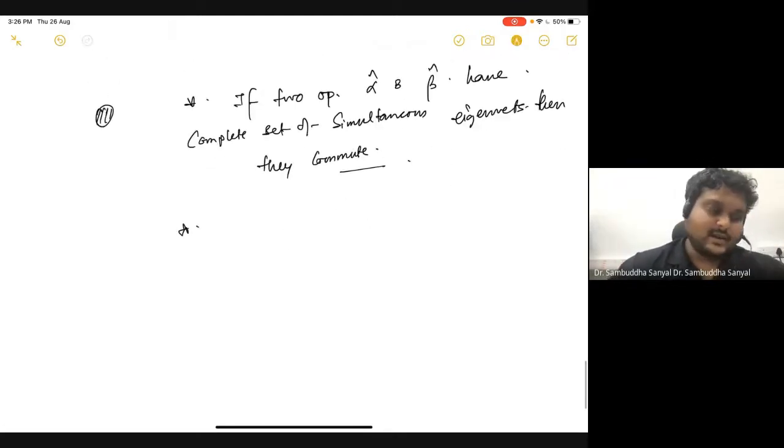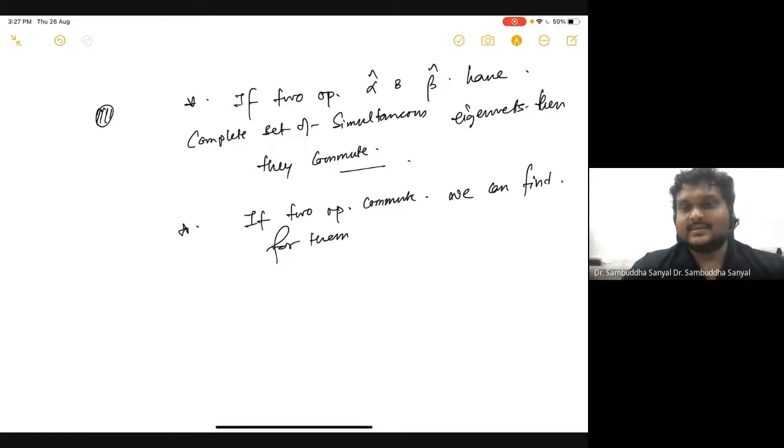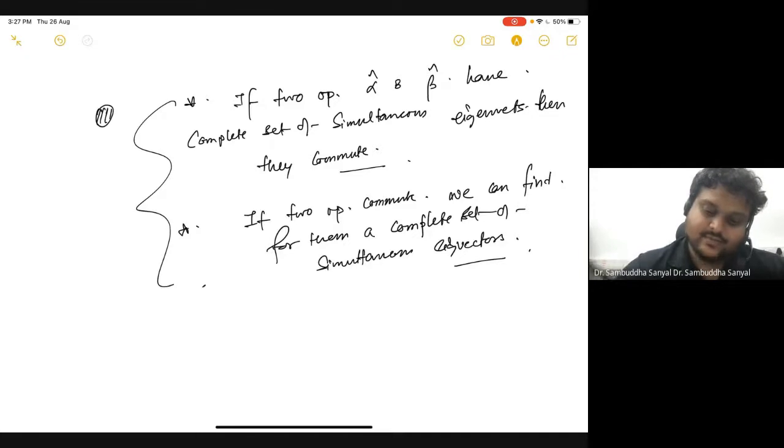Now, the final theorem is the opposite of that, which means if two operators commute, then vice versa will also happen, we can find for them a complete set of simultaneous eigenvectors. Always in mathematics, these reverse statements are not always true. So try to prove these two statements.